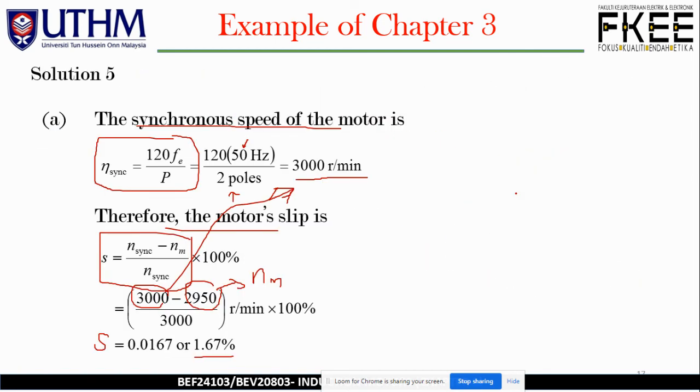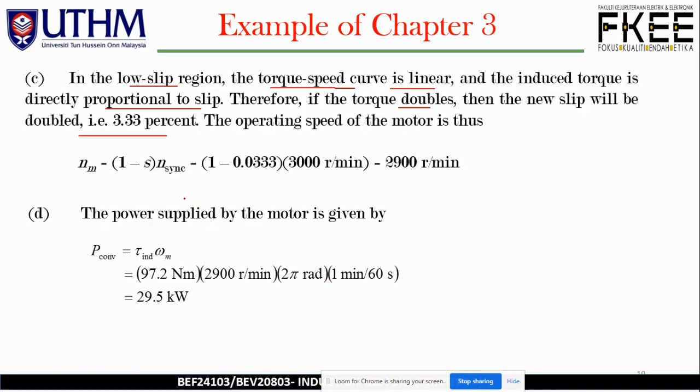So you can see from here, since this is at low slip region, this is very small, 1.67% or 0.00167. If you multiply by 2, this gives us 3.33% or 0.0033. Because again, in the low slip region, the torque speed curve is linear. It is directly proportional.